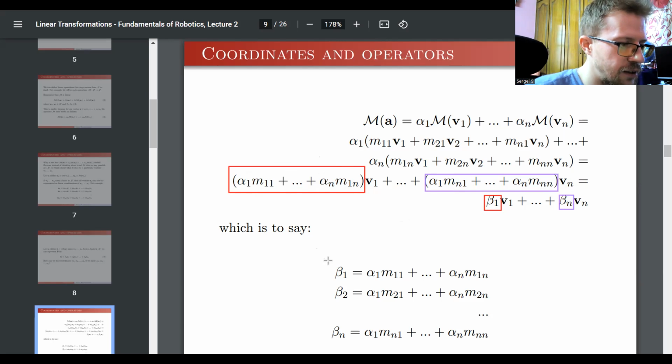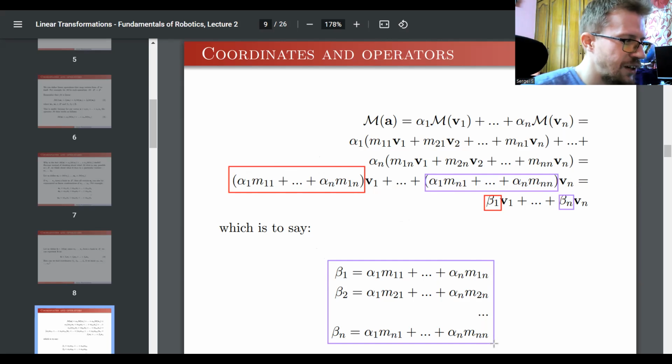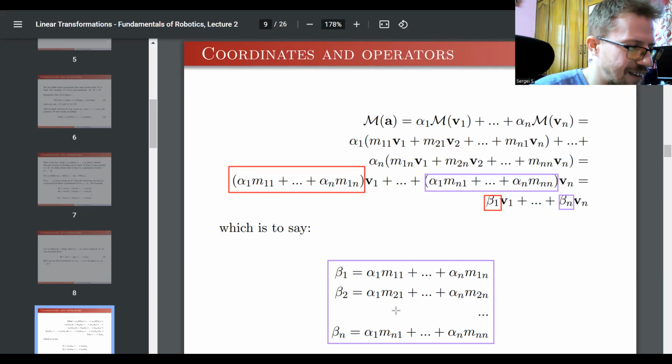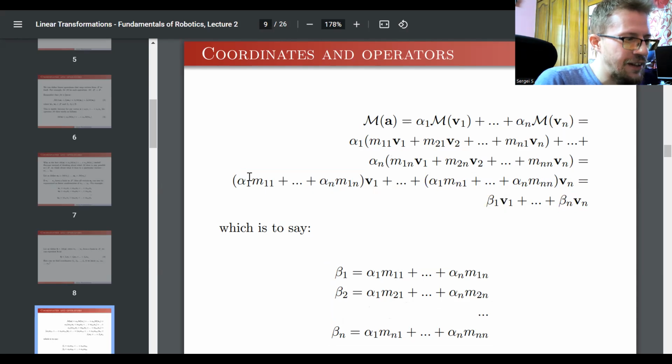Right. Now, what you have is an expression of how beta 1 corresponds to alpha 1, alpha 2, alpha n. So you can express betas in terms of alphas. Notice that this expression that I boxed is only in the real numbers. Now we don't have any vectors there at all. All of those are just scalars.